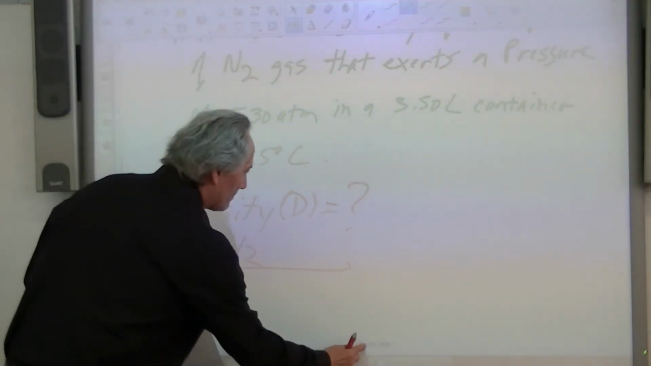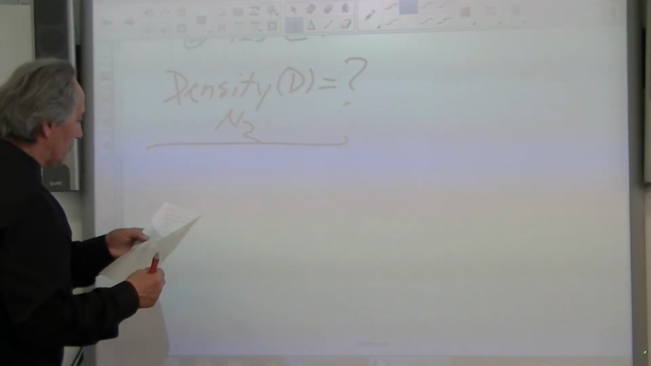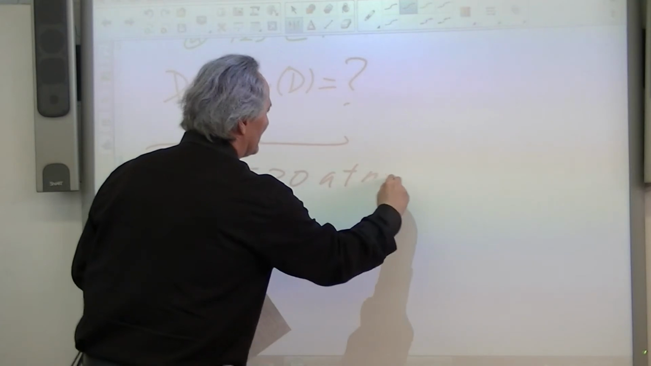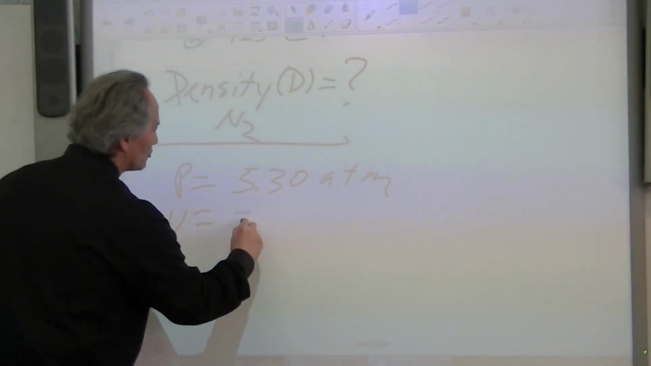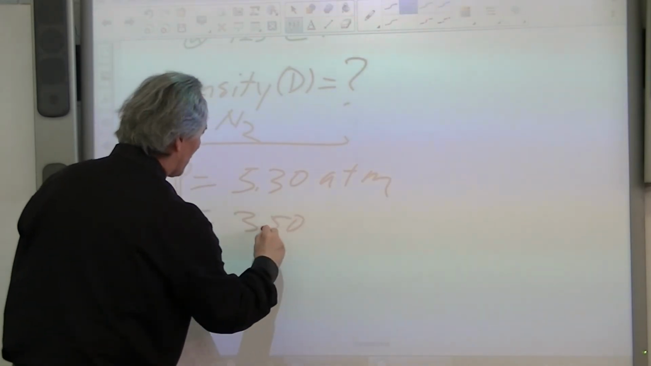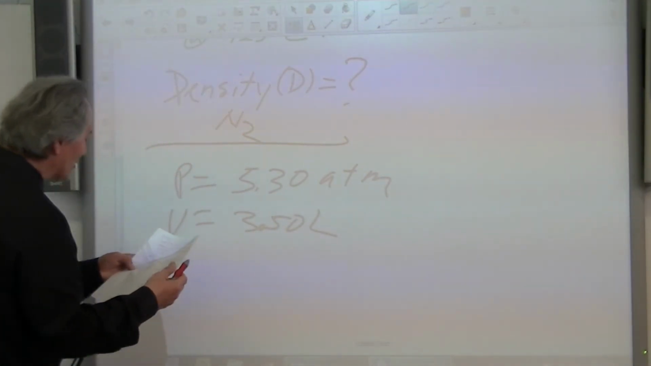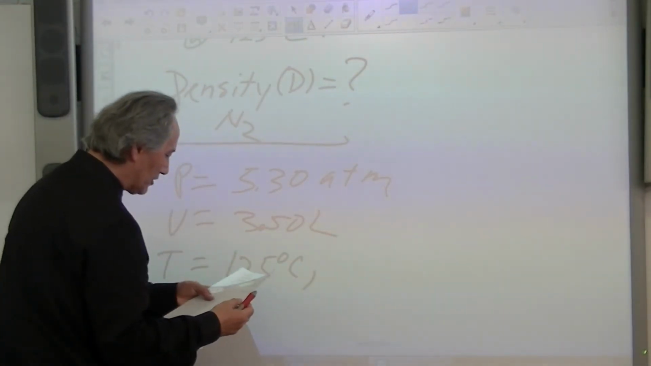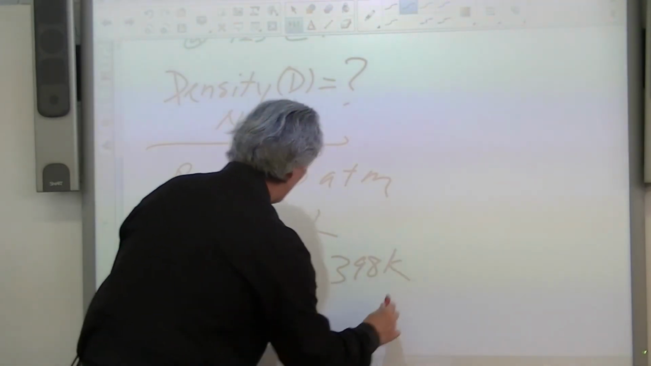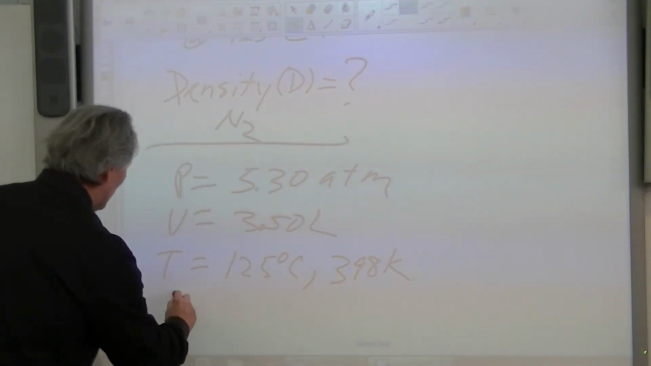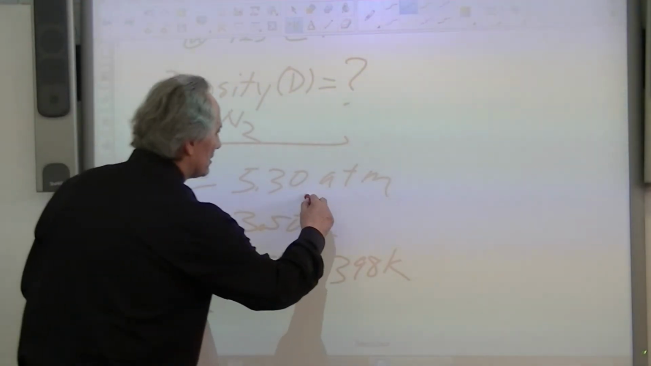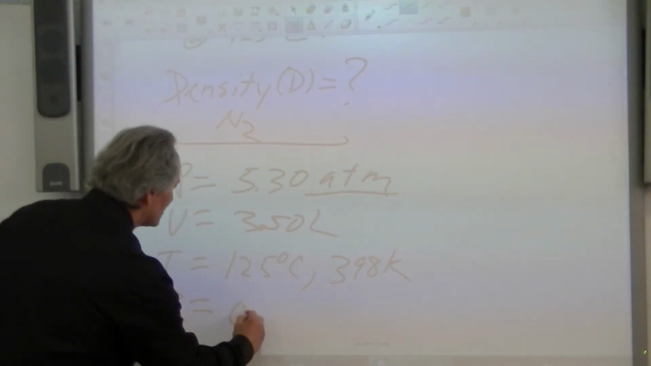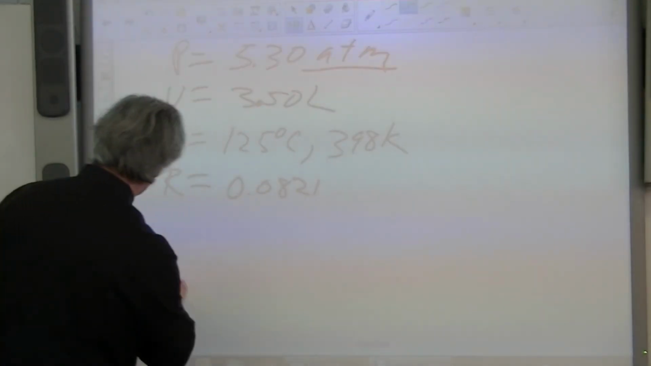Now, let's identify the data that they've given us. First of all, they gave us pressure, expressed in ATM, at 5.30 ATM. They also gave us a volume, and the container size was 3.50 liter. We were also given temperature, expressed in Celsius. Let's convert it to Kelvin. When we convert it to Kelvin, we should get 398 Kelvin. And we need our ideal gas constant. Because pressure is expressed in ATM, let's use the corresponding value for the ideal gas constant, which is 0.0821.